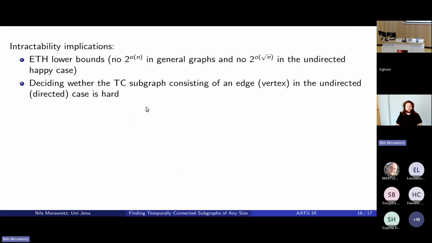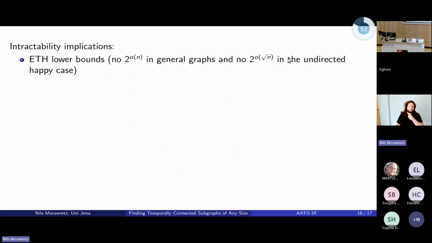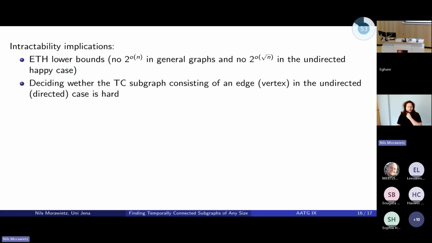The reduction also implies that if you have a given vertex in a directed or a given edge in an undirected graph, you cannot in polynomial time decide whether this is a maximal component or not. Because if you could decide it, you could decide whether there's a non-trivial component in the graph. So this is always very hard.